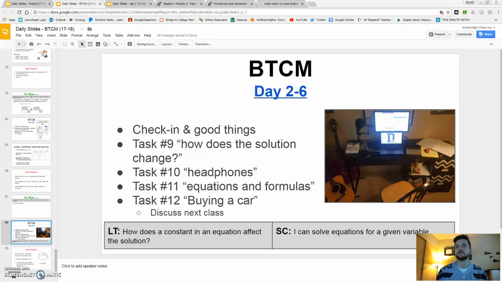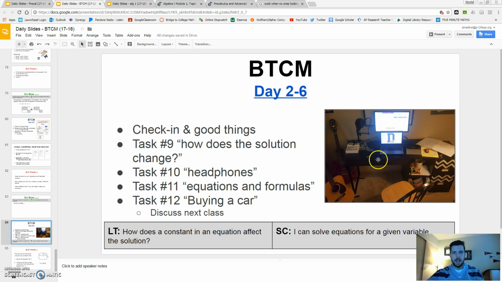All right, let's get going. We're going to continue with equations today. We're going to do 3 tasks together. Task 9, Task 10, and Task 11. And then the remaining time of class, you'll do Task 12, and we'll discuss next time. Your learning target today is how does a constant in an equation affect the solution? And success criteria is that you can solve an equation for a given variable. All right? Let's get to it.